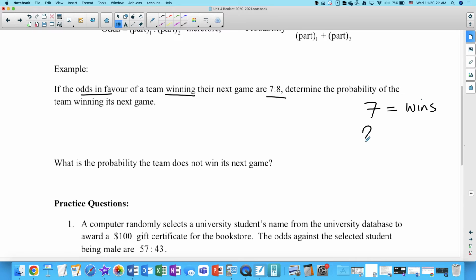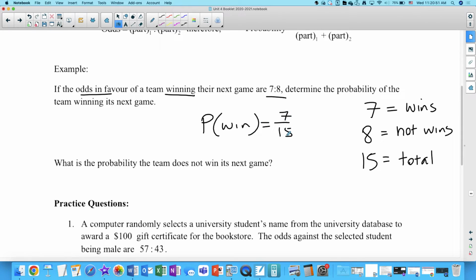If you write this down, you will never make mistakes. Okay? Probability is out of total. So what's the probability the team will win its next game? P(win), 7 out of 15. Okay? Probability it does not win its next game. 8 out of 15. Okay? Questions with that? All right, you guys try these ones.